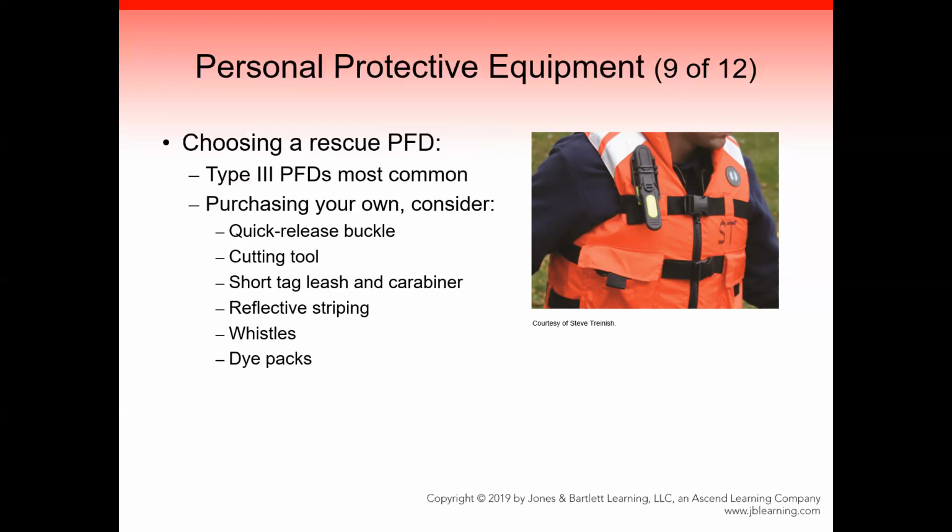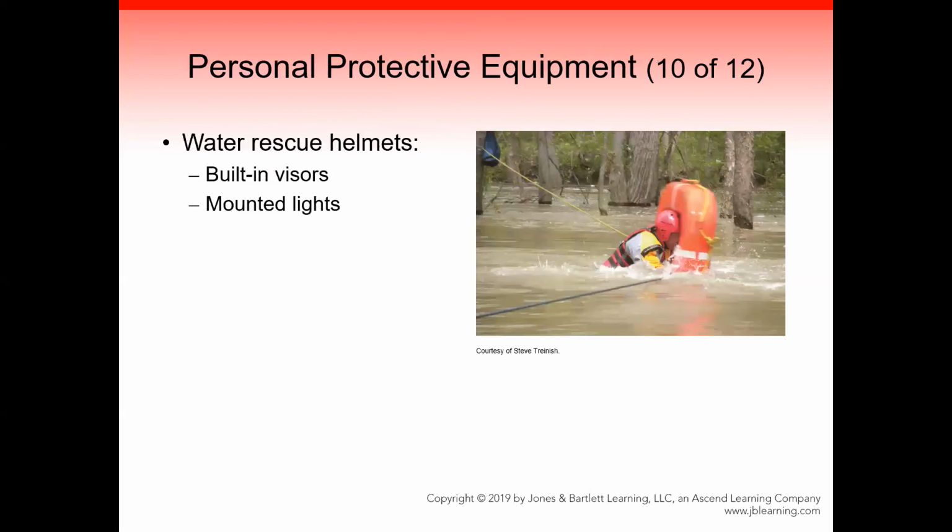The type 5 is going to have the quick release buckle. It should be outfitted with a cutting tool. We like a blunt tip, short blade knife. We don't want anything that's going to cut us. Some type of a breakaway tag leash on the back with a carabiner, good reflective striping, whistles, and some type of dye pack for locating.